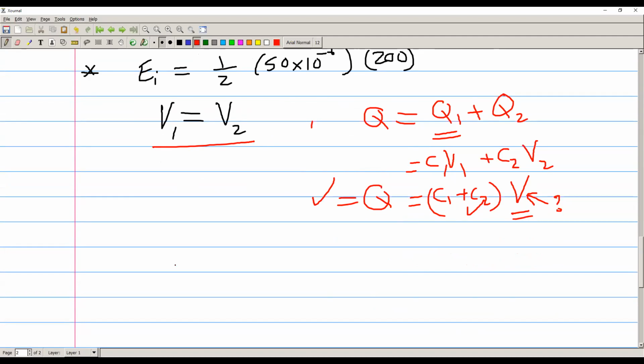And the total energy after will be equal to what? 1/2 C1 V squared plus 1/2 C2 V squared. Is that clear? Yes.